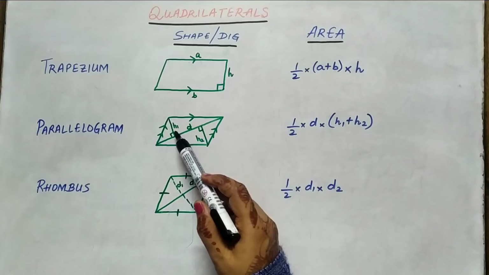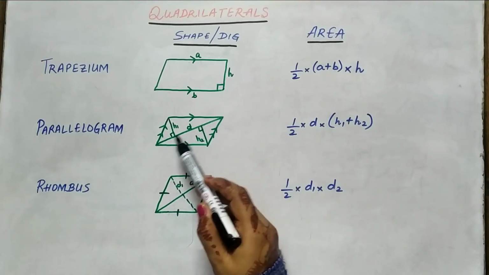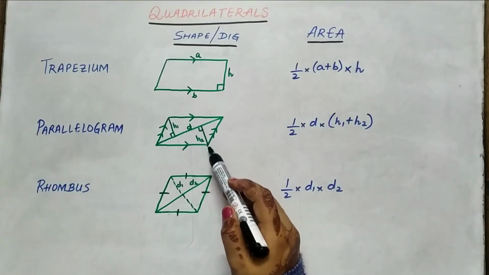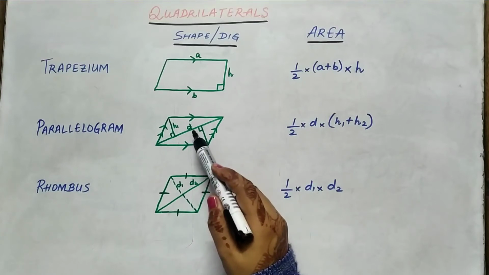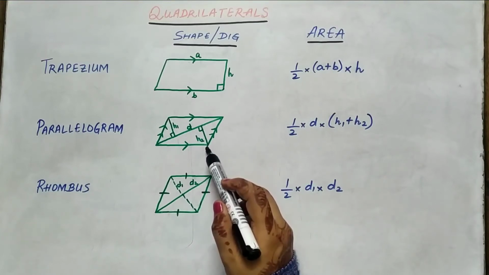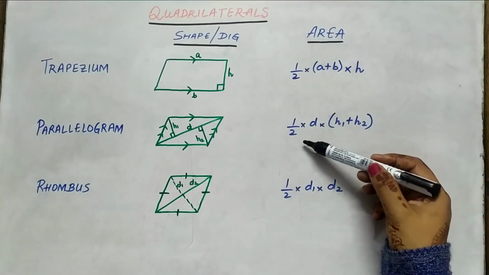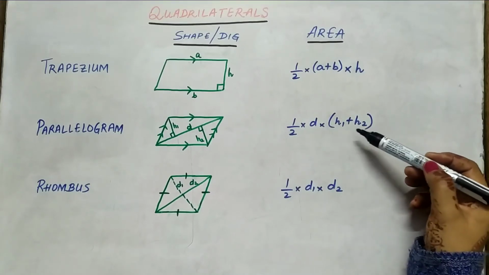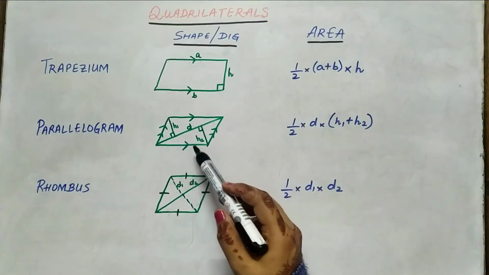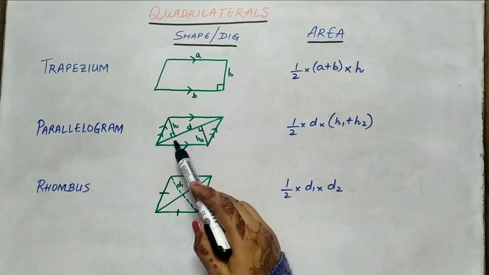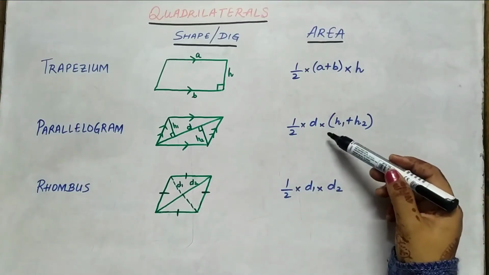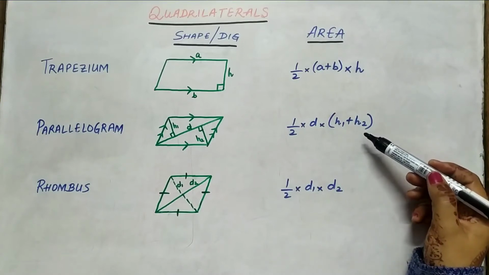Suppose h1 is the distance of any diagonal from a vertex and h2 is the distance of the same diagonal from the other vertex. Then the area of the parallelogram will be 1 by 2 into D, D is the diagonal, into the sum of these perpendicular distances of that diagonal from the vertices. 1 by 2 D into h1 plus h2.